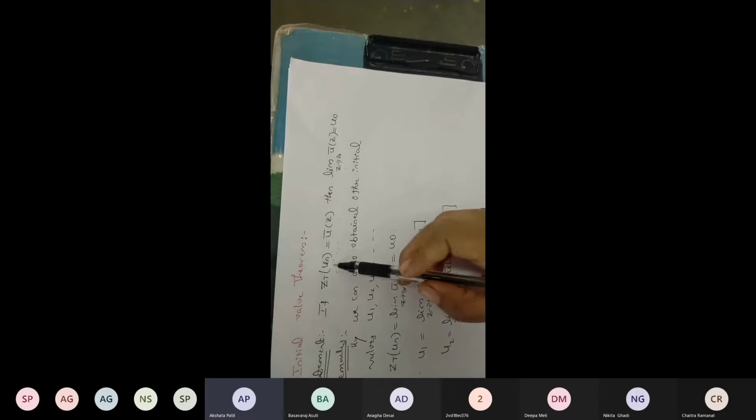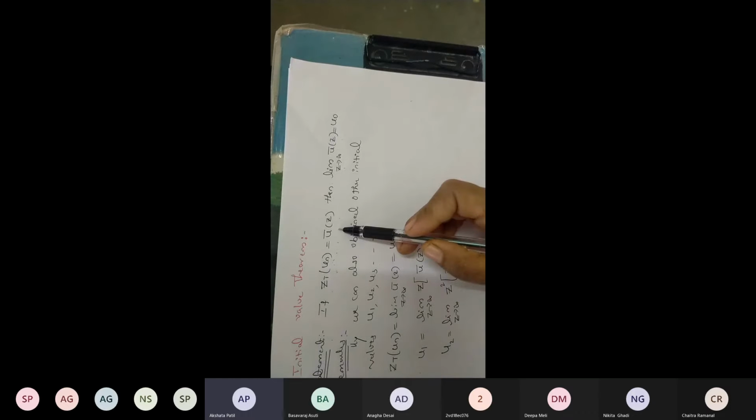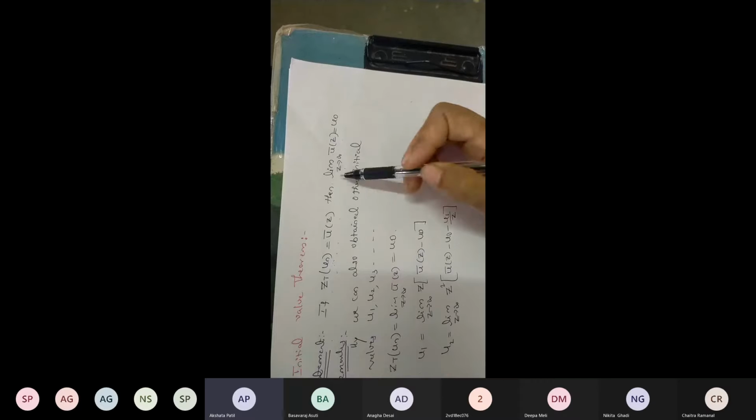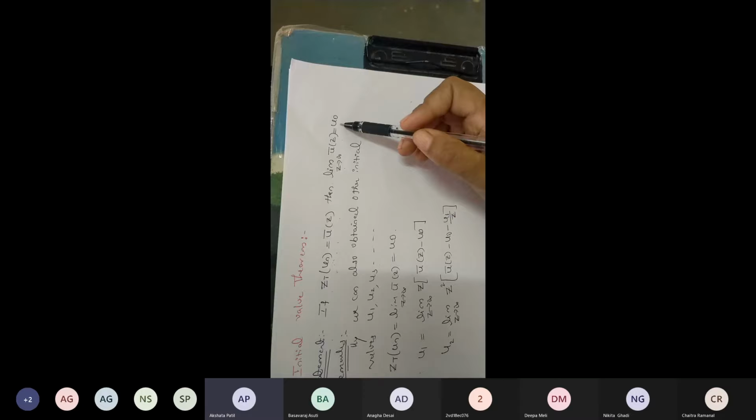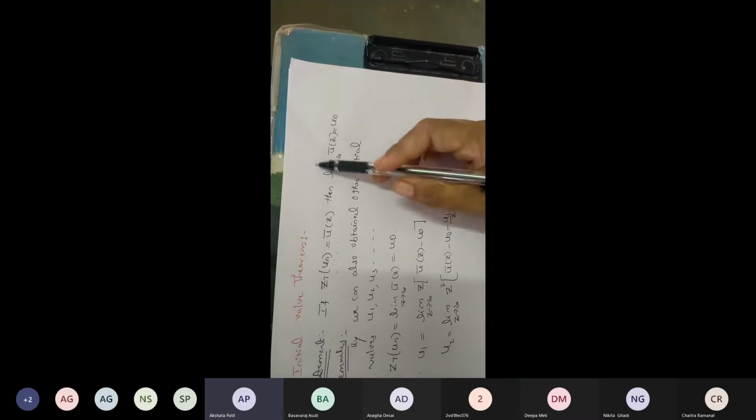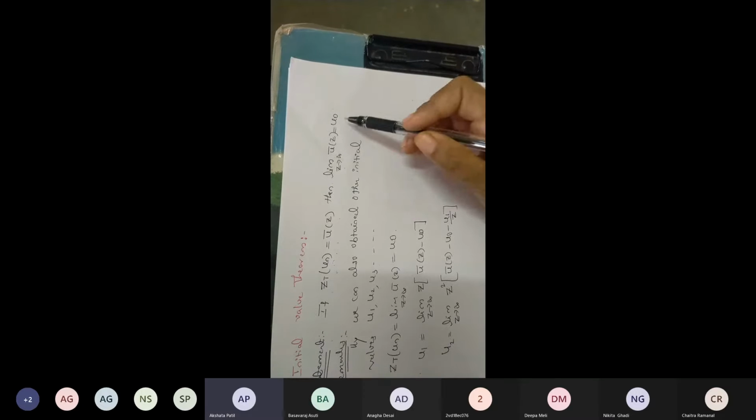Now, initial value theorem means: if z transform of un is equal to u bar of z, then to calculate the u naught term, limit z tends to infinity u bar of z is equal to u naught. This is the formula by which we calculate the u naught term. Similarly, we should calculate the other initial values also. How to calculate the u1 formula? The u1 formula is limit z tends to infinity z into u bar of z minus u naught.